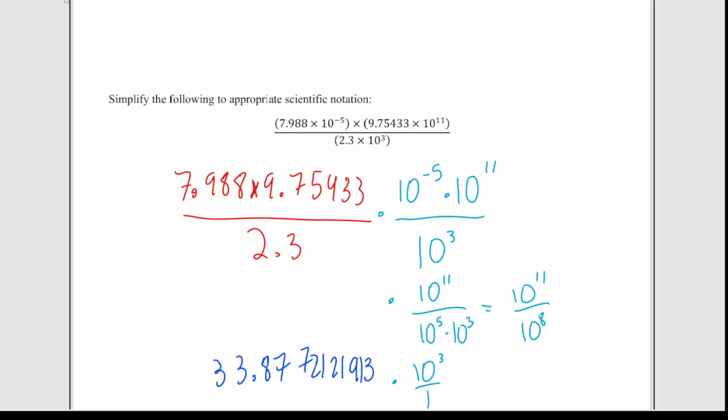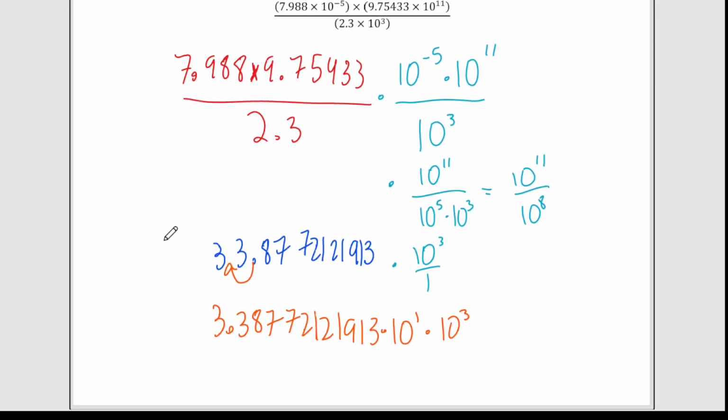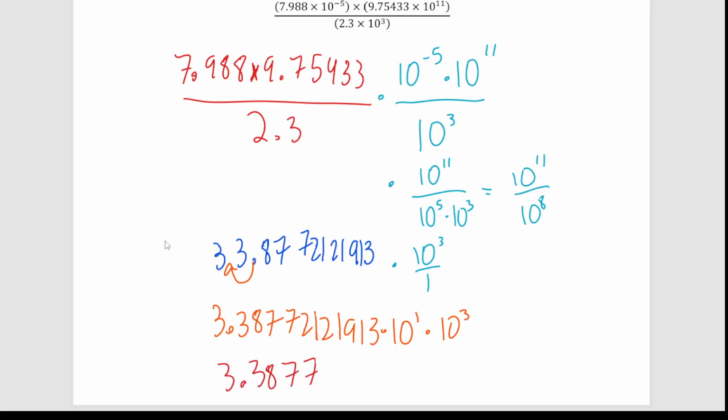This becomes 33.87721219113. And this is not quite in scientific notation because in particular I need to move this decimal place one more to the left, so this would be a number equivalent to 3.387721219113 times a 10 to the first, because I would be wanting to make this number bigger because 3.3 is smaller than 33, times still that 10 to the third, and then I would condense my tens down to get 3.387721219113 times 10 to the fourth as my beautiful final answer.